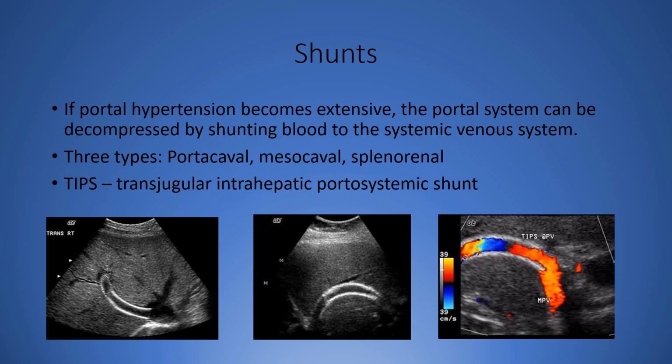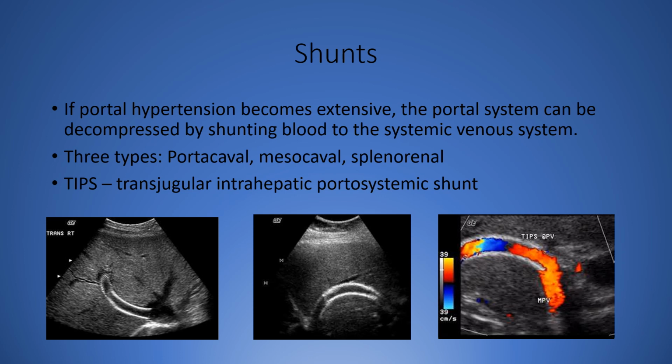So you have to be careful with that. There are three types: portocaval, mesocaval, and splenorenal. And these are just really talking about where they come from and where they go. So portocaval goes from the portal vein to the IVC. Mesocaval goes from the mesenteric vein to the IVC. Splenorenal goes from the splenic vein to the renal vein and then into the IVC.